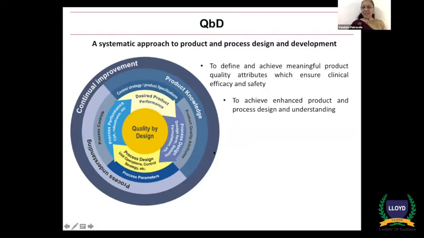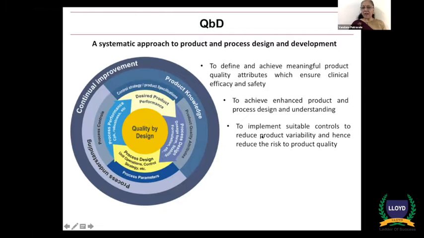To achieve enhanced product and process design and understanding, because it's a reiterative process. As you can see here, continuously you are improving, and therefore your understanding about that product and the process goes on increasing over a period of time. To implement suitable controls to reduce product variability and hence reduce the risk to product quality. Yes. Why are you coming up with a control strategy? This is the reason. You want to reduce the risks. And to reduce the risk, you need to optimize.